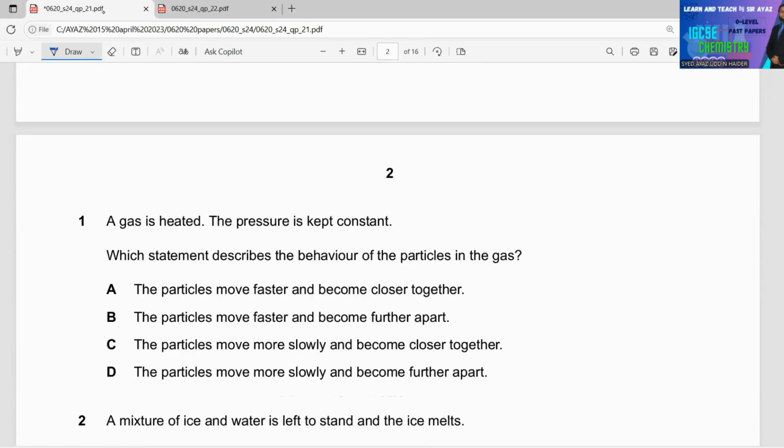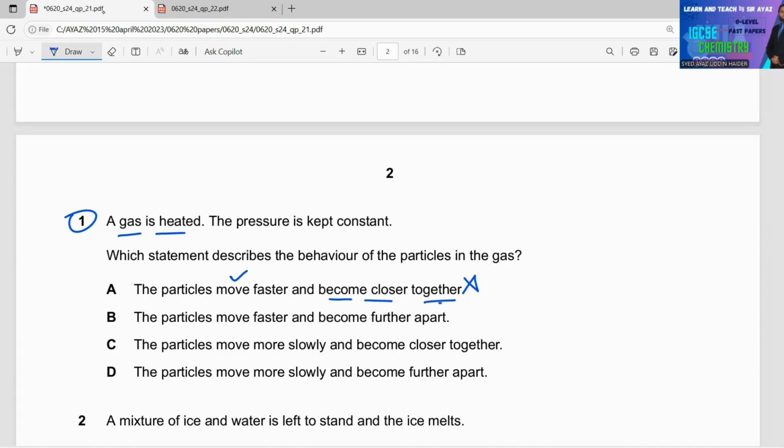Here's question number 1. A gas is heated. The pressure is kept constant. Which statement describes the behavior of the particles in the gas? A. The particles move faster and become closer together. Now you're heating the gas, which means the particles will move faster. This statement is correct, but they will move further apart, which means there will be more spacing between them. But they are saying they become closer together. This is incorrect.